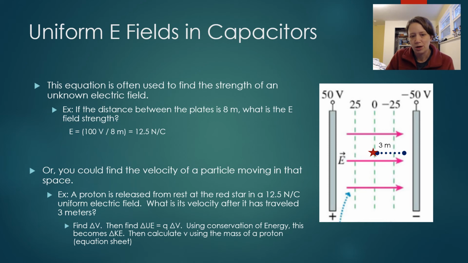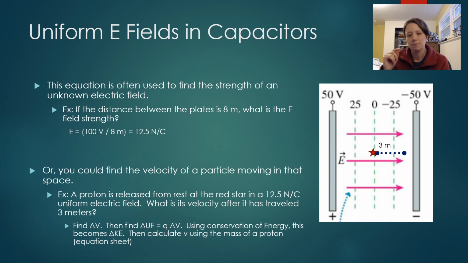First thing I would do is go back to that equation we just used, and solve for delta V. I would figure out how much potential difference there is from where the red star is to where it ends. So if we plug in our 12.5 newtons per coulomb electric field, and we know we moved 3 meters, you should be able to find delta V between those two locations.